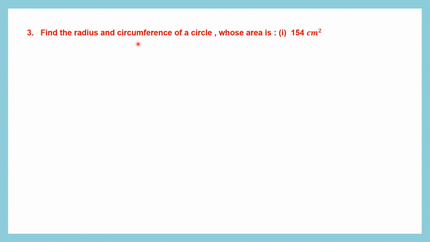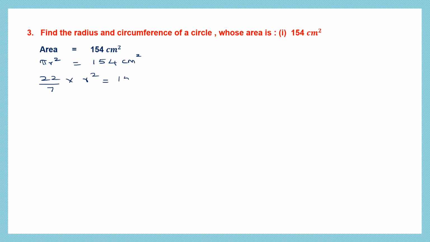Question 3. Find the radius and circumference of a circle whose area is 154 centimeters square. So this time we have to find the radius and the circumference from the area that's given to us. So area is 154 centimeters square. And what is the formula for area? Pi r square. So pi r square is 154 centimeter square. So this is pi, means 22 by 7, into r square. So we are going to find r, so we leave it as r itself.